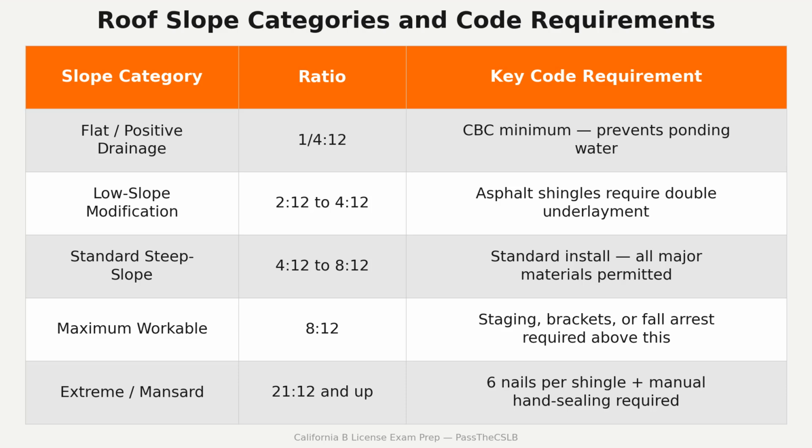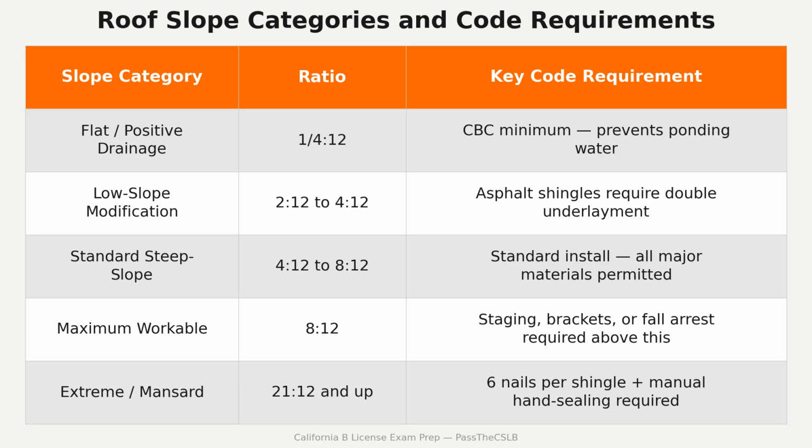Before I put the chart up, I want to give you a memory anchor I call the Blackjack system. The 5 key slope numbers for this exam are 1/4, 2, 4, 8, and 21. Quarter, 2, 4, 8, Blackjack. Quarter is the flat roof minimum. 2 starts the low slope zone. 4 is the standard minimum for asphalt shingles. 8 is the walkability limit. 21 is mansard territory, Blackjack. Say that sequence once: quarter, 2, 4, 8, Blackjack. It covers the 5 most testable slope thresholds in roofing code.